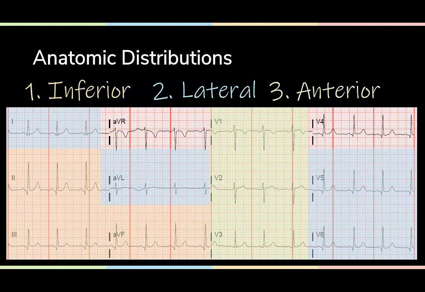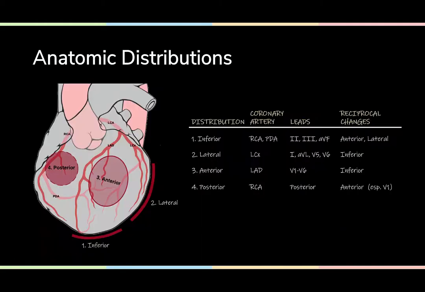So let's look at a schematic of the heart and talk about the different locations, what sorts of ST changes you would expect to see, and maybe talk about some of the complications too. I'll take inferior, and then John, why don't you take lateral, and John, why don't you take anterior? And then, John, why don't you take posterior? Yeah, it seems like I'll be doing some of the heavy lifting for this one. That seems fair. Yeah, all right.